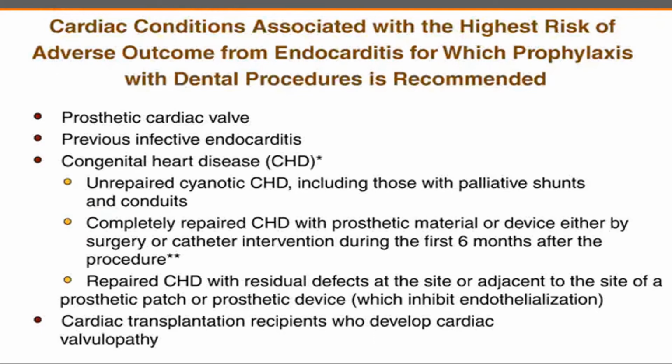Cardiac conditions associated with the highest risk of adverse outcomes from endocarditis, for which prophylaxis with a dental procedure is recommended, currently include prosthetic cardiac valve, previous infective endocarditis, congenital heart disease, especially unrepaired cyanotic CHD, completely repaired CHD with prosthetic material or device, either by surgery or catheter during the first 6 months after the procedure, and also repaired CHD with a residual defect at the site or adjacent to the site, and also cardiac transplantation recipients who develop cardiac valvulopathy.